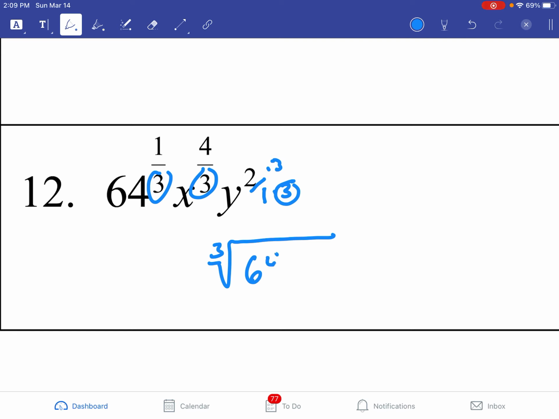All right, 64 already had a 3 on the bottom, so its exponent is 1, which I don't need to write down. X has a 3 as its denominator, so that means I'm going to put a 4 there. But y did not, so I multiplied by a 3 on the top and the bottom, which gives me y to the 6th.